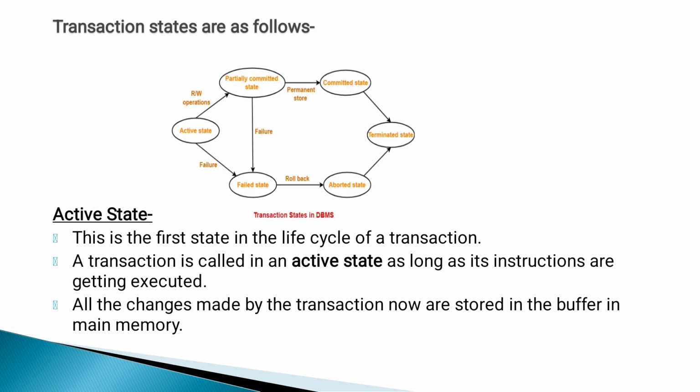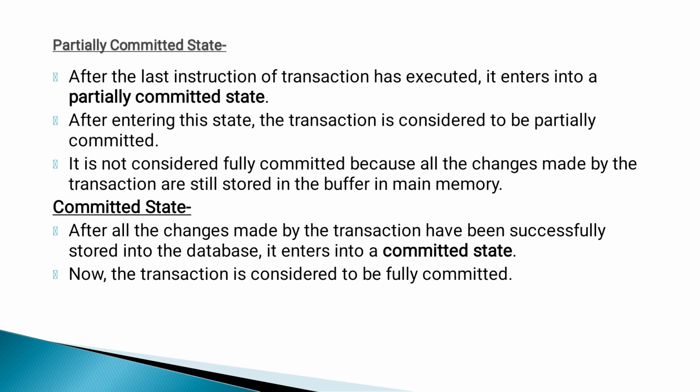First, the active state. This is the first state of the life cycle of the transaction. A transaction is in the active state when its first execution happens, and it is stored in the buffer of the main memory. Next, the partially committed state.